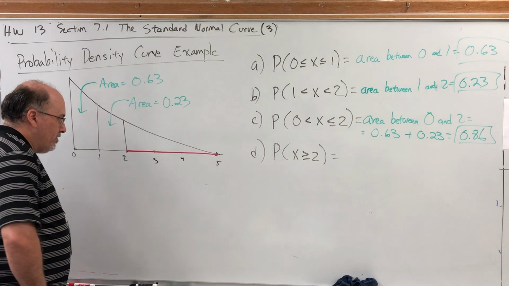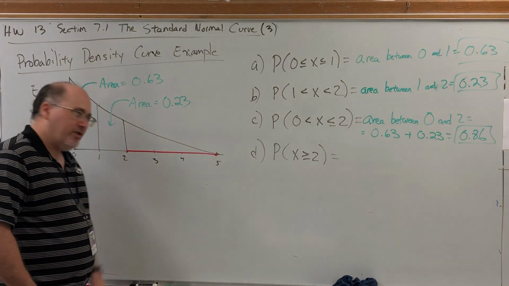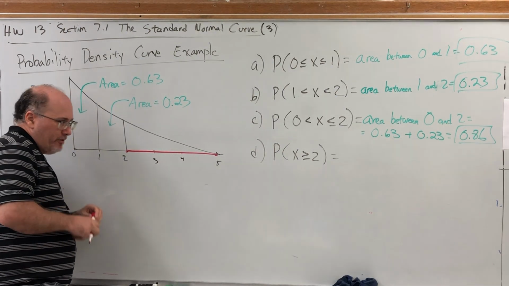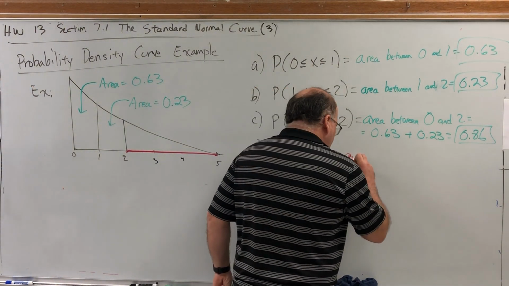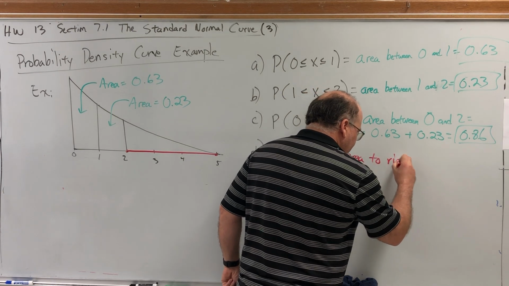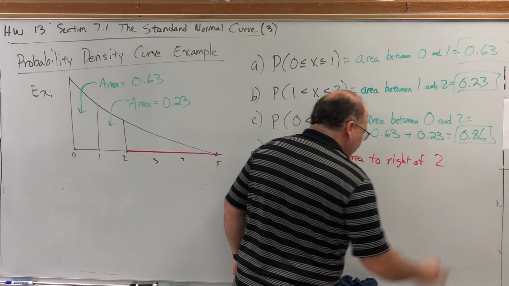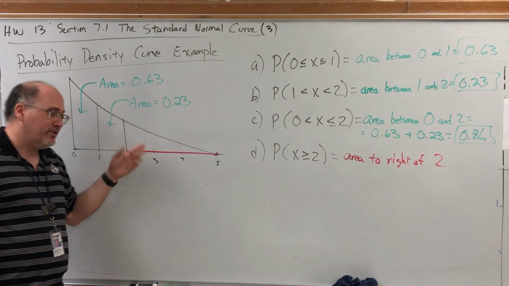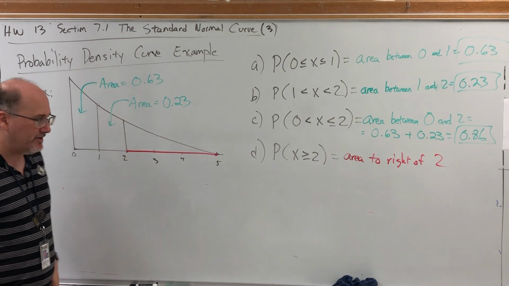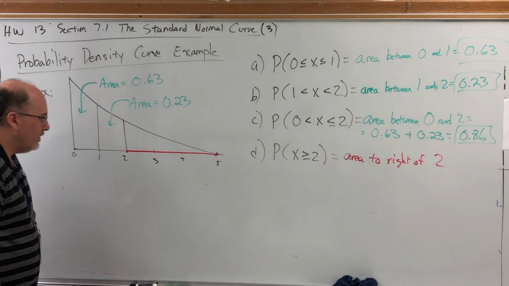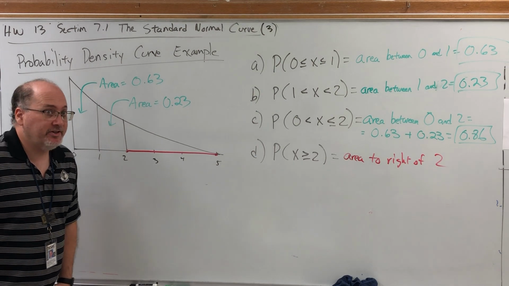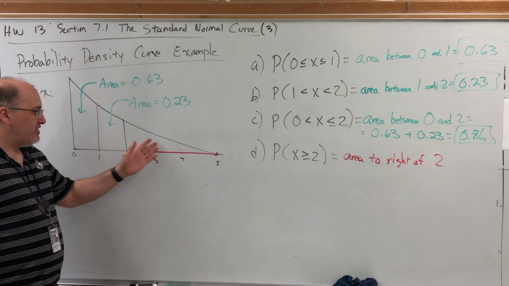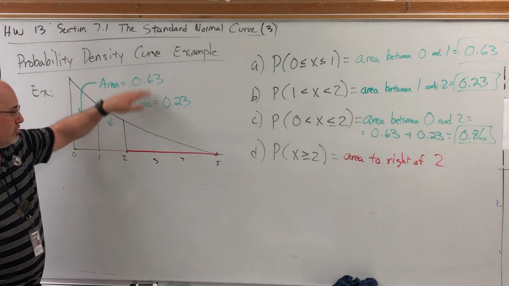So we're looking for the area underneath the curve over here. And when I say over here, I mean to the right of 2. So this one's a little bit different because we're looking for the area to the right of 2. And if you'll notice, that area is not labeled. We don't know what this area is, or at least it's not labeled yet. So how can we find that? Remember the first property of a probability density curve? That the total area is 1.